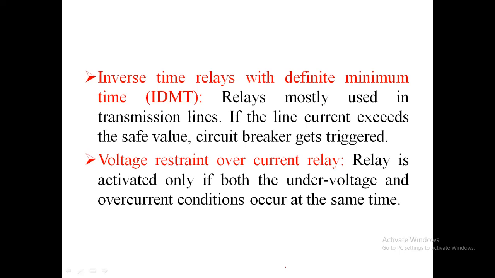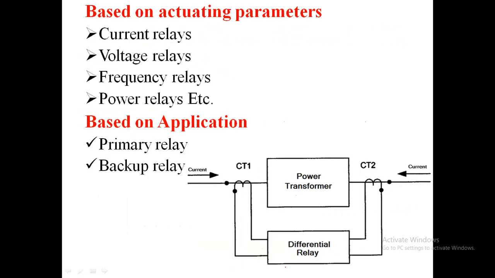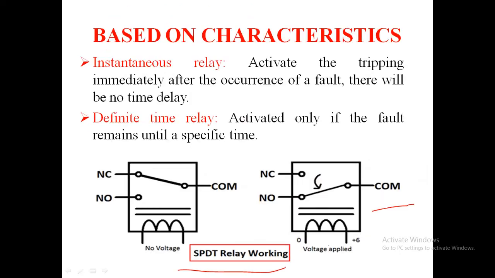And the last one is the voltage restrained overcurrent relay. This is activated only if both the under voltage and overcurrent conditions occur at the same time. That time this process is required. So these are some of the numerical relays present in the apparatus protection scheme. One is based on the logic, based on the parameters, based on the application, based on the characteristics.